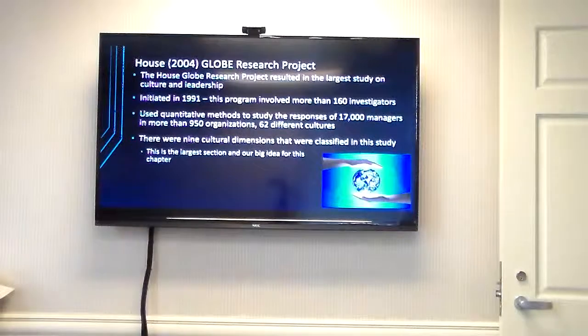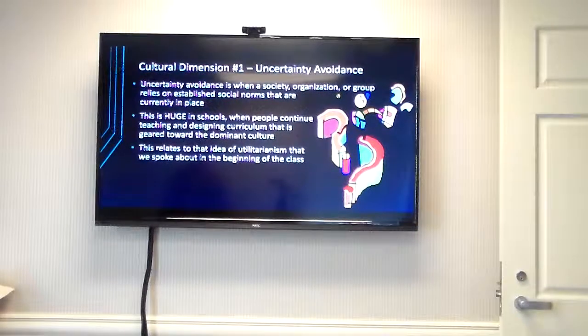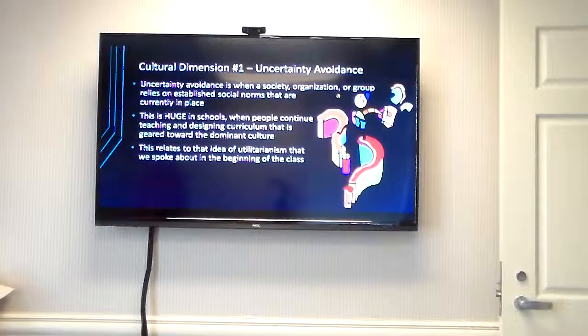This is probably the biggest idea of this chapter, so we're going to talk about each one of these. The first one that came up is uncertainty avoidance. You look at the established social norms and you don't try to understand what the other culture is. Curriculum is designed around the dominant culture. That's a utilitarian principle. It does occur and it does happen. I spoke about that in the beginning of the class, but this is just something that we do. Is it right? Is it wrong? Well, that depends on your ethical threshold.